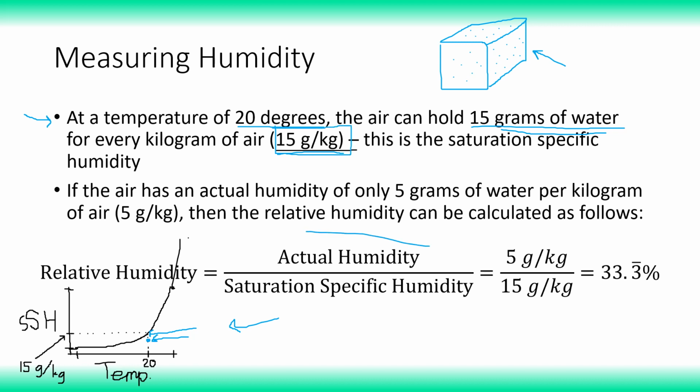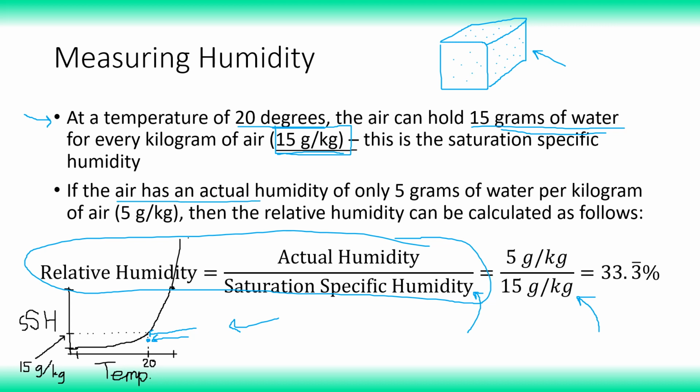So when we look at our equation for relative humidity down here, we know the value for this saturation specific humidity, which we can see over here has been filled in, 15 grams per kilogram. Now, for the actual humidity, somebody goes out and measures the actual humidity of the air, and they find that it's only 5 grams of water for every kilogram of air. So we get that it's 5 grams per kilogram. That's the actual humidity. So that's what goes in right here, and we can plug that in right here.